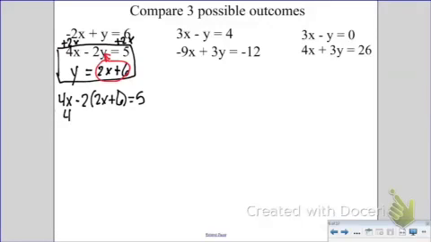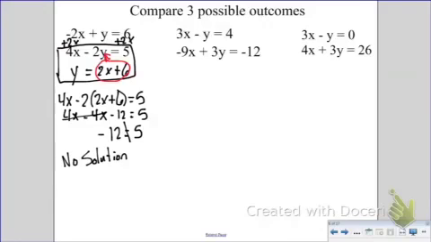Start to solve it. Distribute the 2. 4x, negative 12. 4x minus 4x. Whoa, 4x minus 4x. That's 0. That's nothing. So what happens here is that the x's are completely gone. What's left over is a negative 12 equals 5. That doesn't make any sense. And since it doesn't make any sense, then this is no solution.